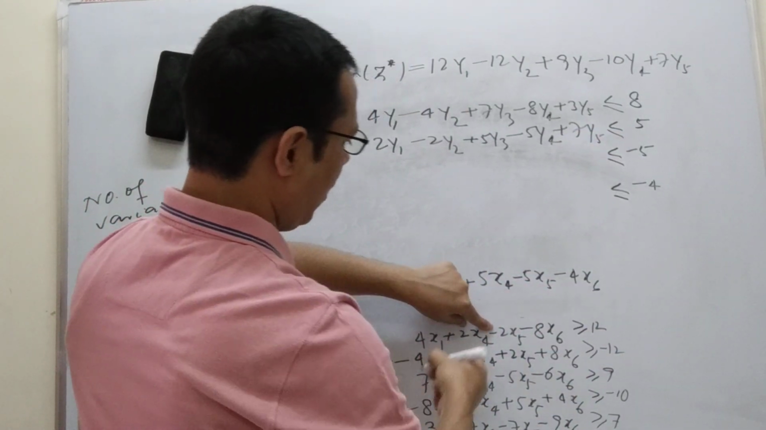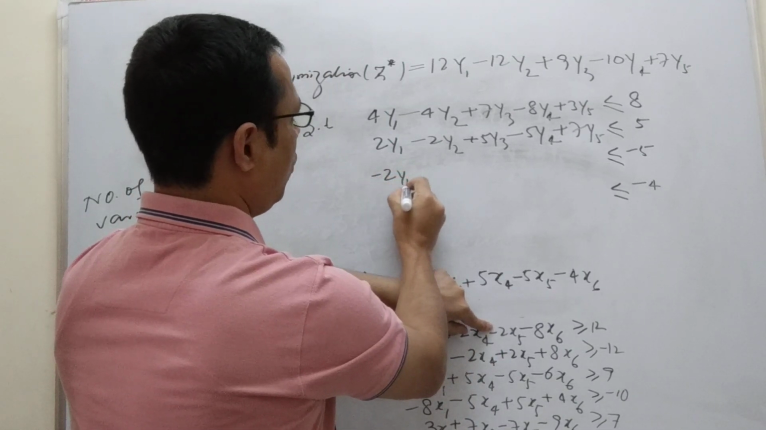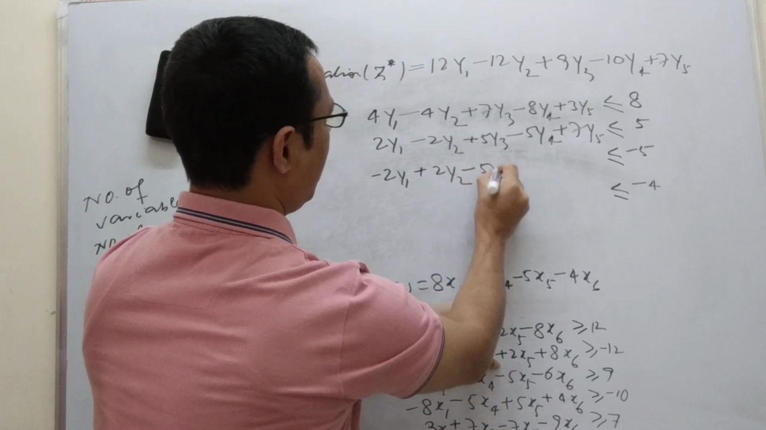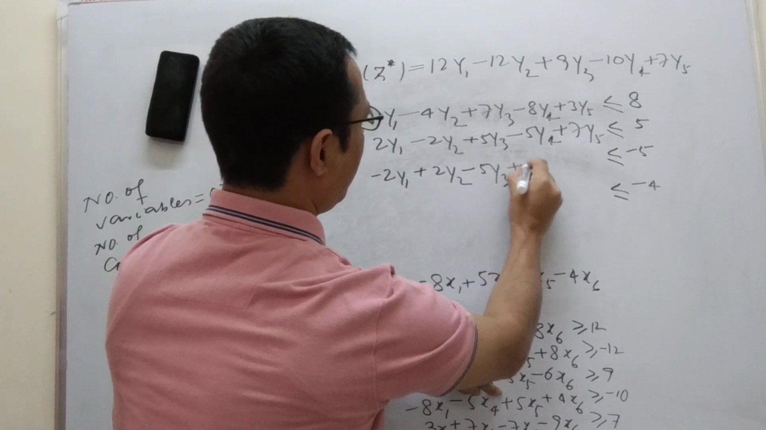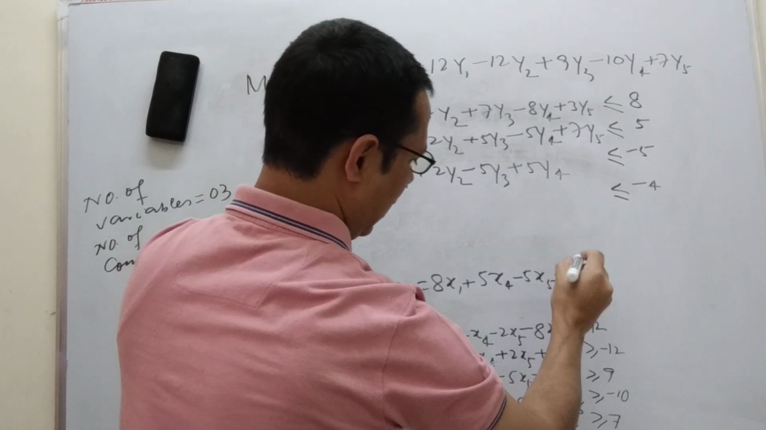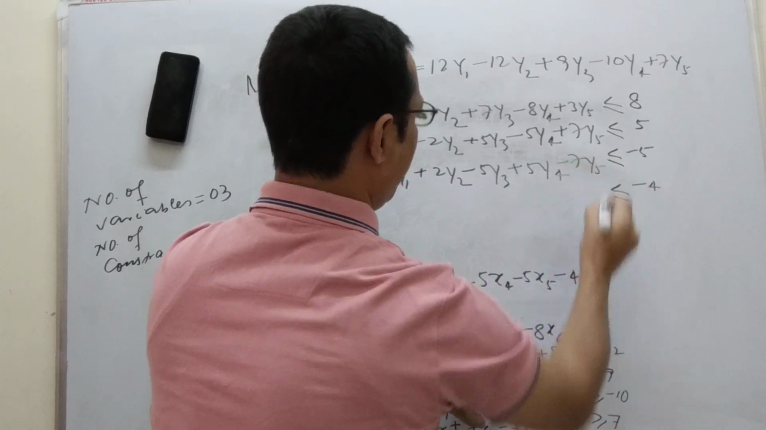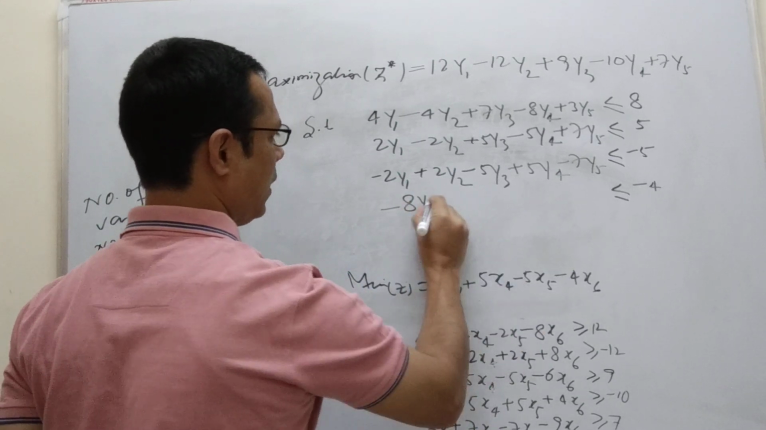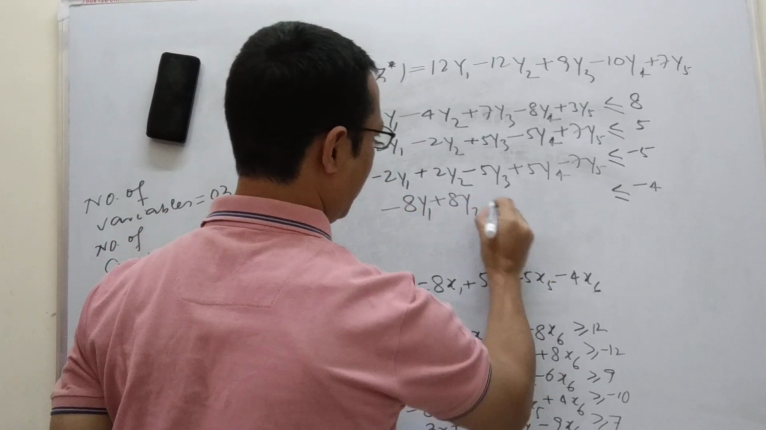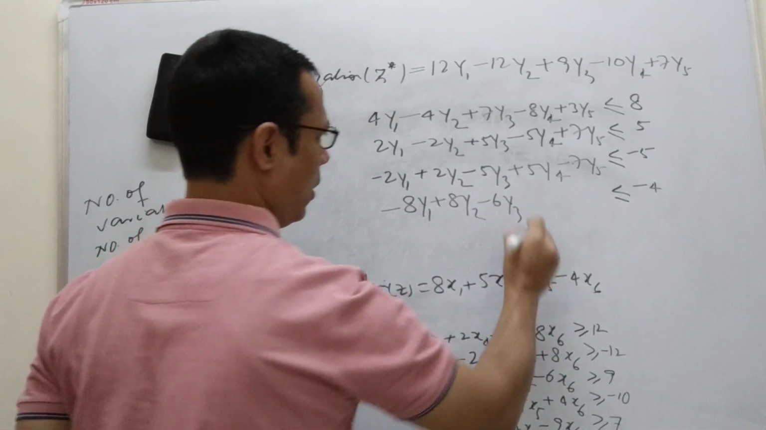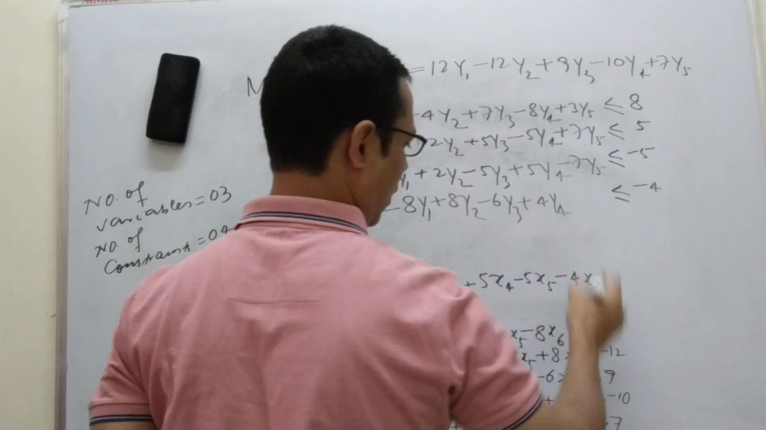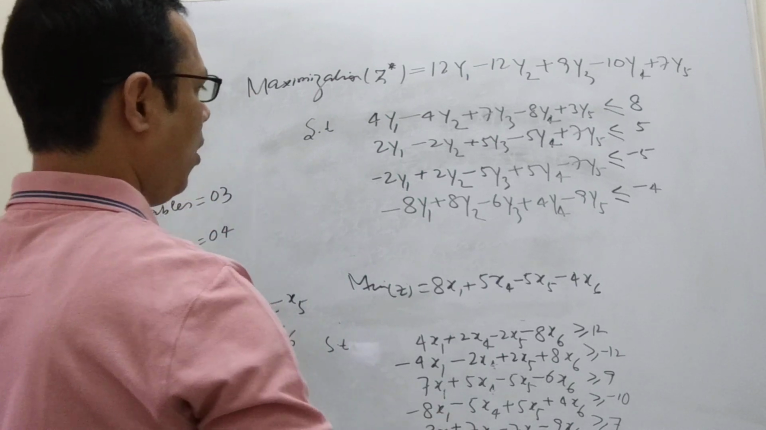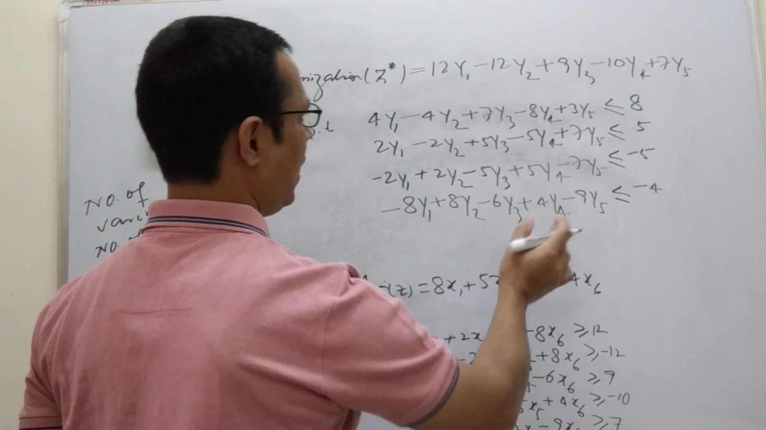Similarly for x5, just write minus 2y1 plus 2y2 minus 5y3 plus 5y4 minus 7y5. Similarly for x6, minus 8y1 plus 8y2 minus 6y3 plus 4y4 minus 9y5. Okay, now how many variables are there here?